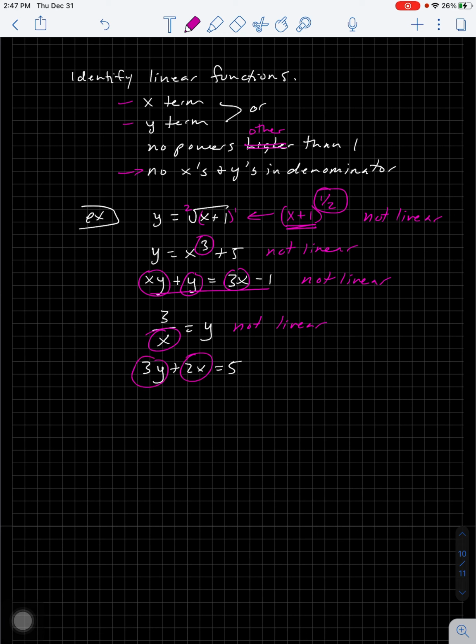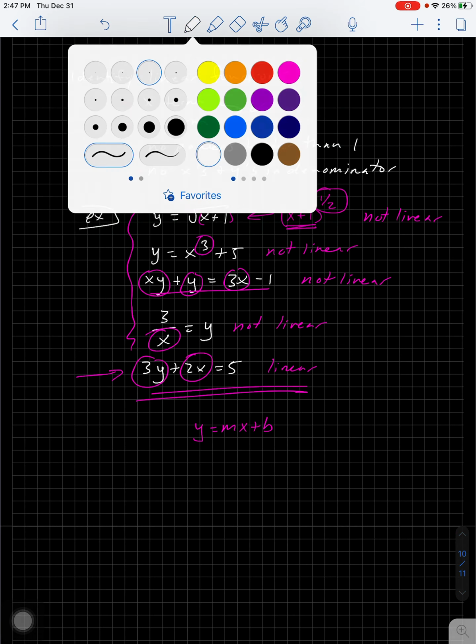This last one, however, has an x term, a y term, nothing else, no powers higher, no fractions with y's or x's in the denominator, so this is linear. At the end of the day, whatever you decide is linear should be able to be written in this form. So if I took this and I solved it for y, I could put it into y equals mx plus b form. None of the other ones work that way. So that will be a little section on your homework, is identifying linear functions.